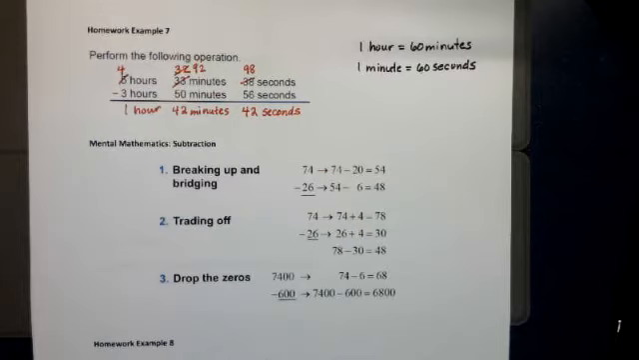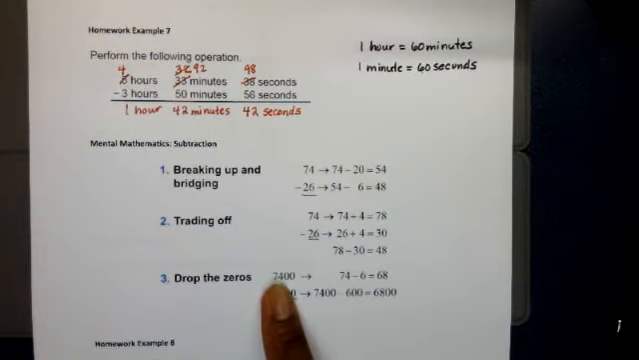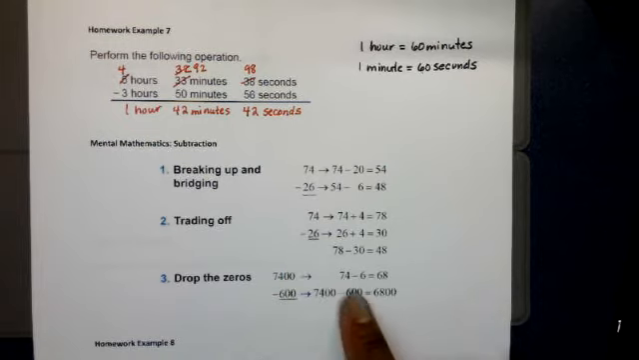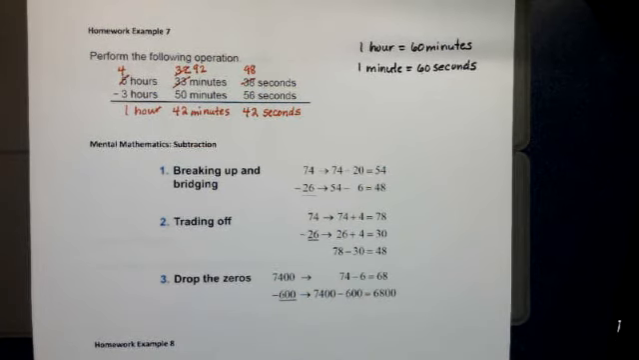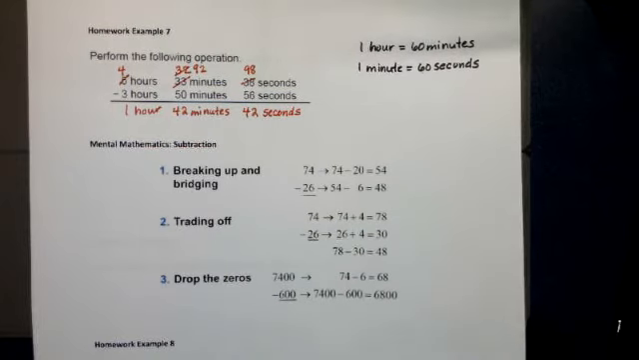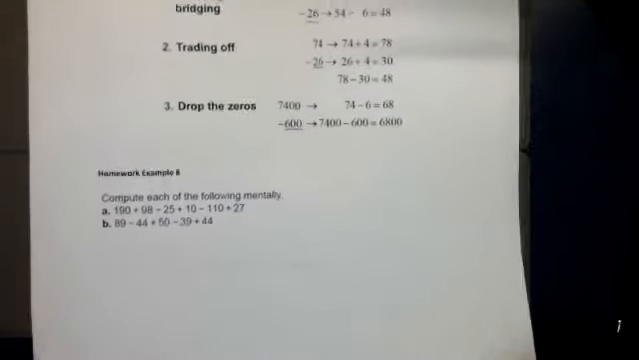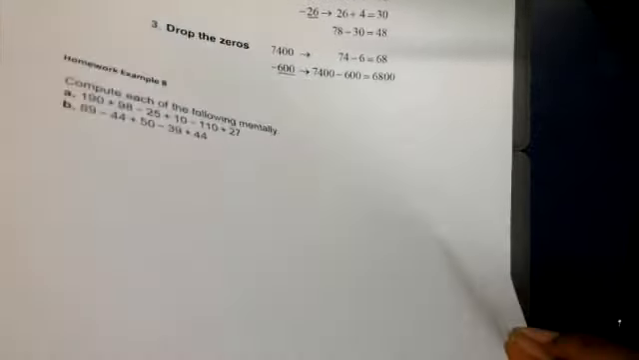And the drop the zeros approach would definitely be easy. So 7,400 minus 600, if I drop the zeros, I'll just have 74 minus 6. 74 minus 6 will be 68. So 7,400 minus 600 will have to be 6,800. So sometimes it does help to use these types of mental math approaches to come up with your final answer when you subtract. Okay, let's take a look at this homework example.